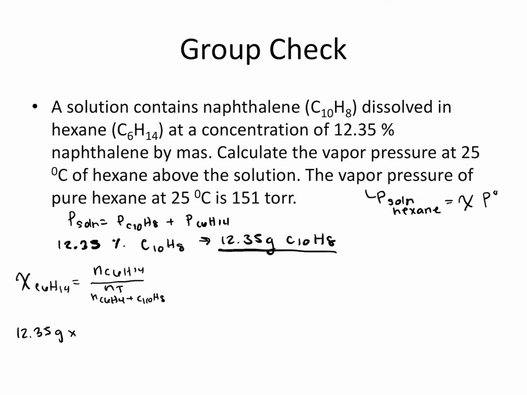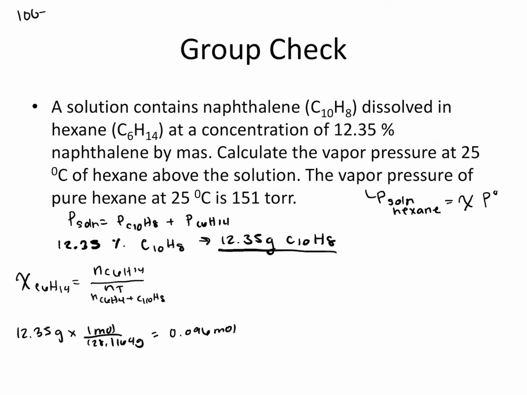So let's calculate the molar mass. We have 10 carbons, 10 times 12.01 plus 8 hydrogens. I have 128.164 grams. So 12.35 divided by 128.164 is 0.096 moles.